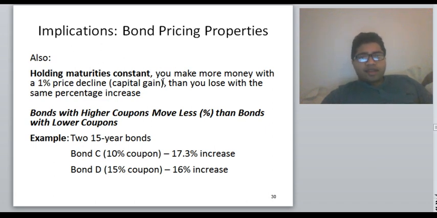So holding maturity is constant, you can make more money with a 1% decline than you lose with a 1% increase. So what does it say? Bonds with higher coupons move less than bonds with lower coupons. For example, if one bond has a 10% coupon rate and another has a 15% coupon rate, and interest rates change by 1%, the bond with the 10% coupon will react more. So bonds with lower coupons are more sensitive.